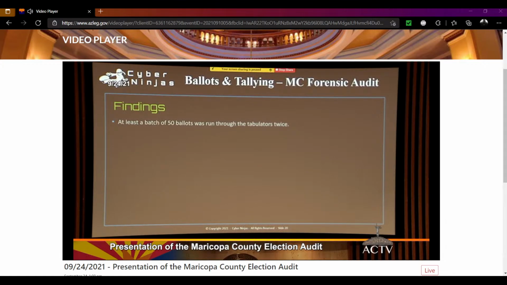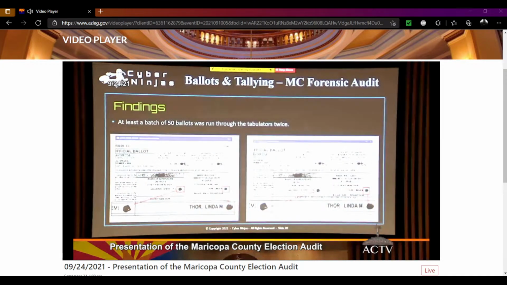So we did have at least a batch of 50 ballots that was run through the tabulators twice. This is specifically when they took the Dominion tabulators, they had the same batch and it was run through more than one time. We found this because through our various counts, we had very clear confirmations of how many ballots were supposed to be in a box. And when we compared our results against the cast vote records, we were roughly 50 off, and that made us go take a look at the Dominion images. And when we compared it to nearby ballots, we actually found that there was a set of 50 ballots that had been run through, as I said, twice.